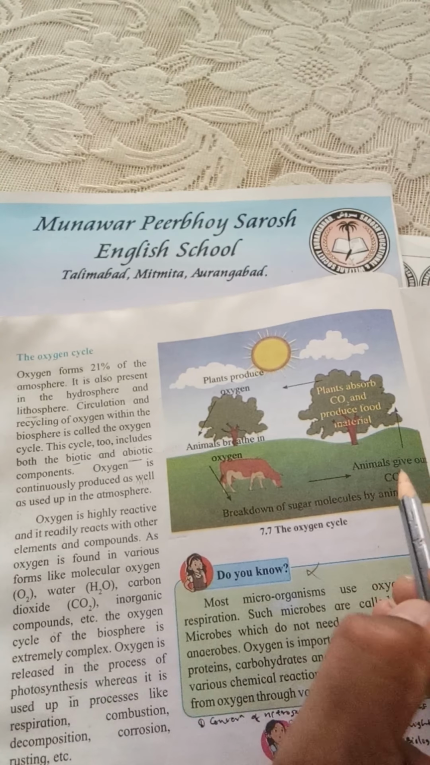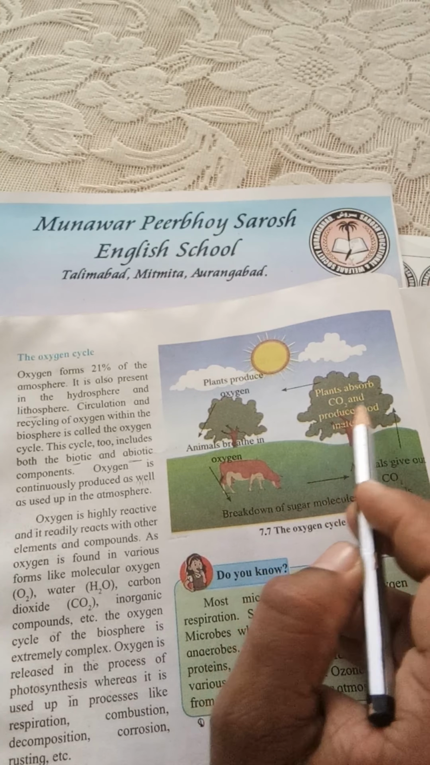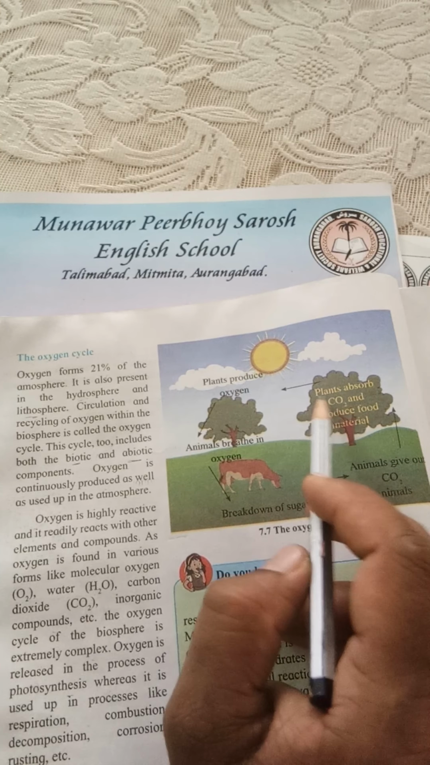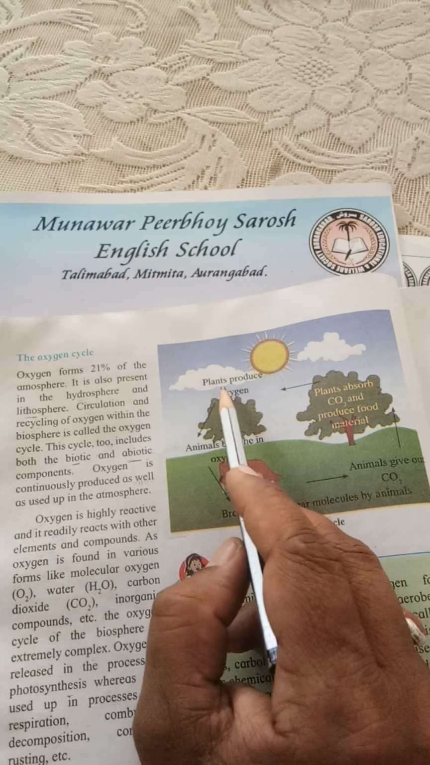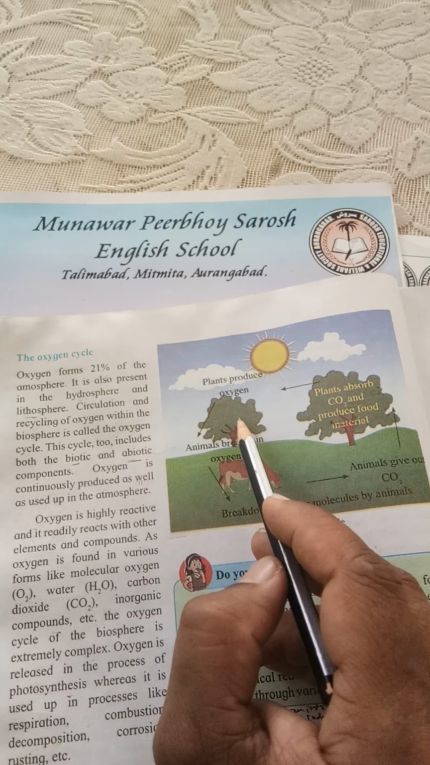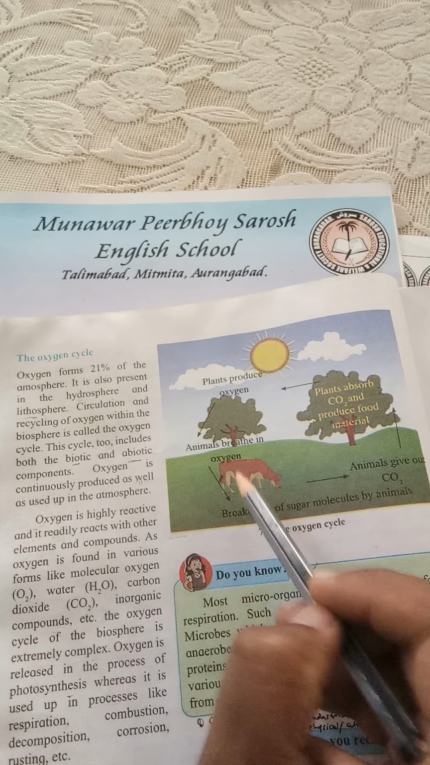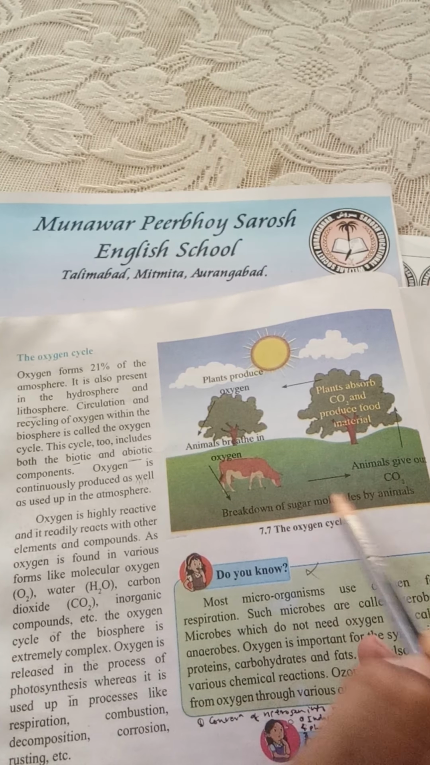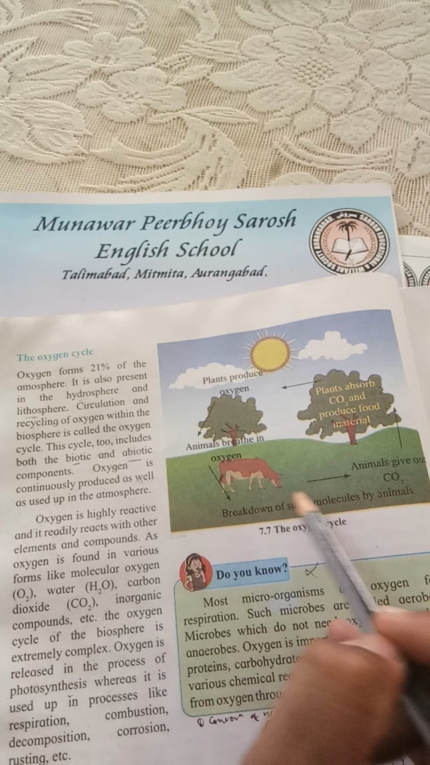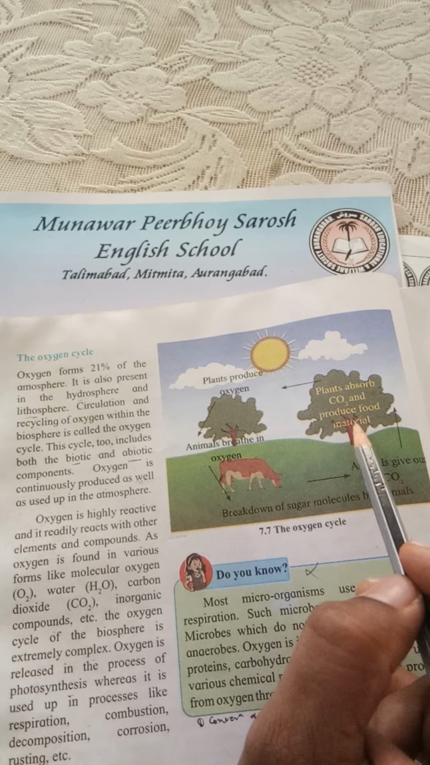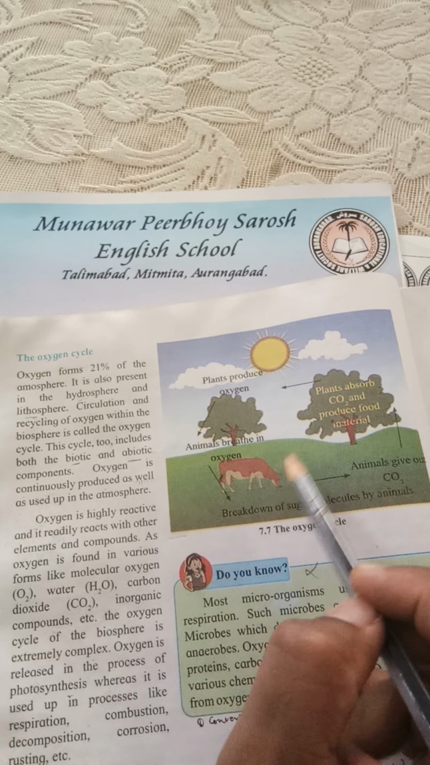You can see here, plants absorb CO2 and produce food material. Plants produce oxygen, and that is being used by the animals. They breathe in oxygen, and at last animals give out CO2. So CO2 is given to the plants, and in return plants give O2, that is oxygen, to the human beings and animals.